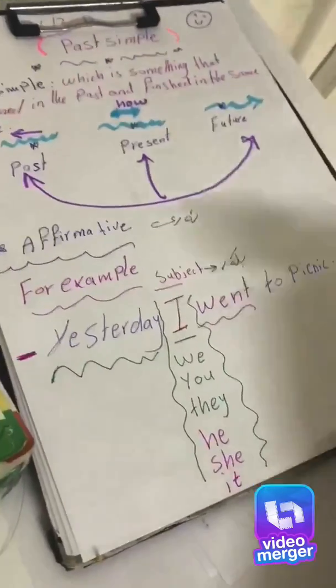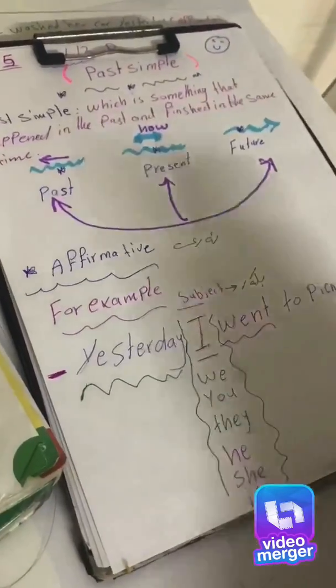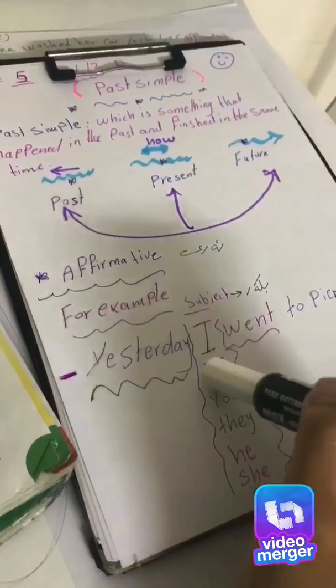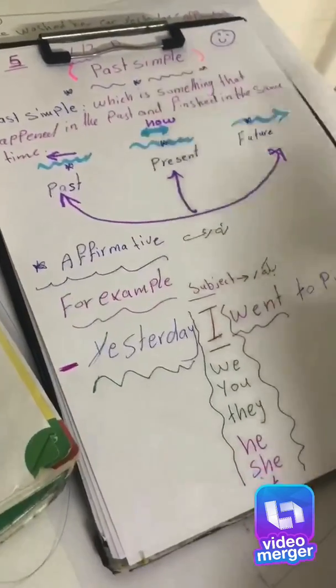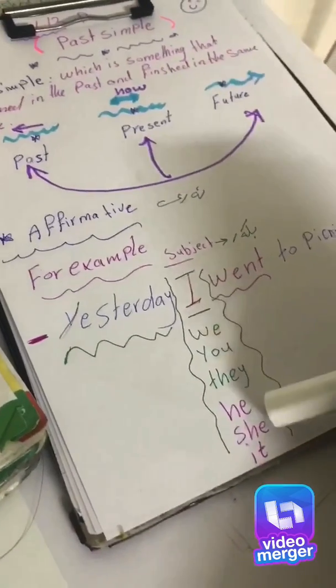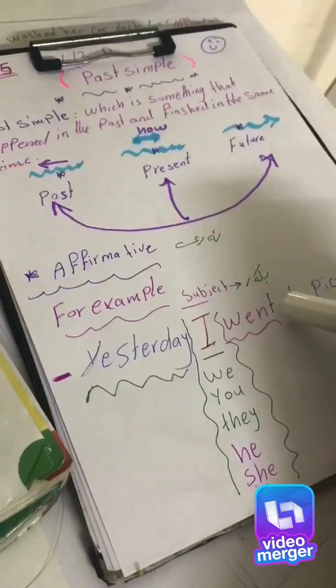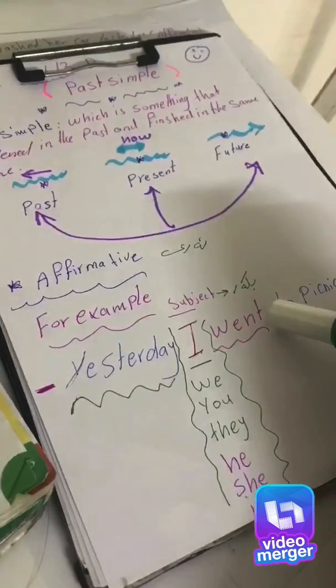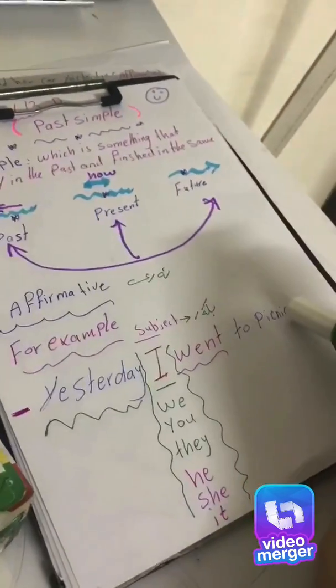Like, yesterday I went to a picnic. We are using yesterday, which is an adverb of time, with the subject. The subject can be I, we, you, they, he, she, it, plus the verb, which is a regular verb, to picnic.